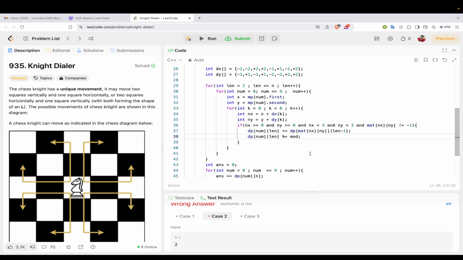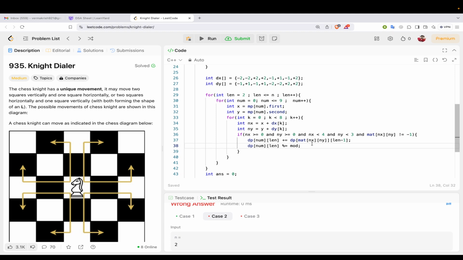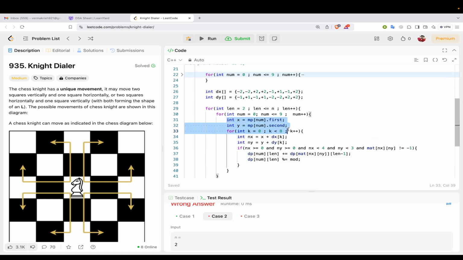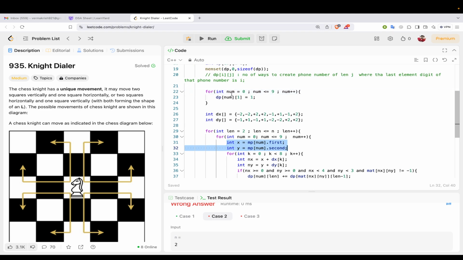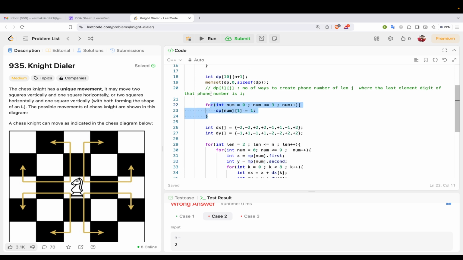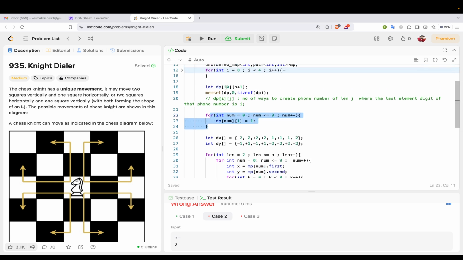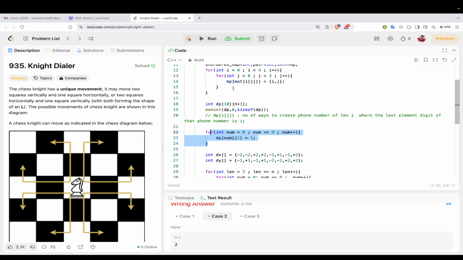Okay, there is something wrong here, so let's try to debug it. We are finding out the current position here only, and we are also iterating from 0 to 9. That is correct. Let's see this. So here it is correct, and this is also correct. Above everything is correct.